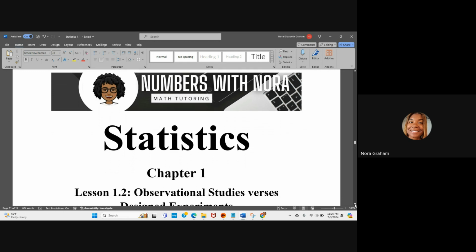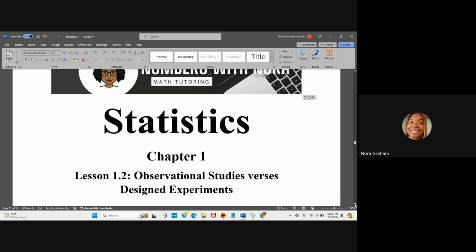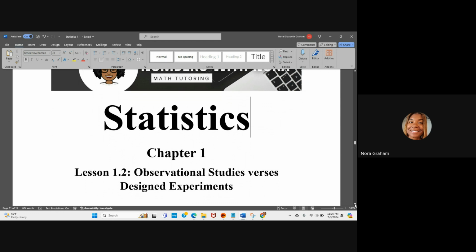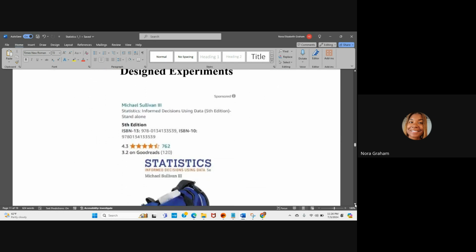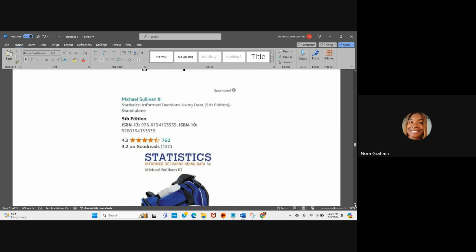We're still in chapter 1, and we're going to be doing lesson 1.2, observational studies versus designed experiments. If you want to follow along in the same book I'm using, Statistics by Michael Sullivan, 3rd edition, here's the ISBN and everything.